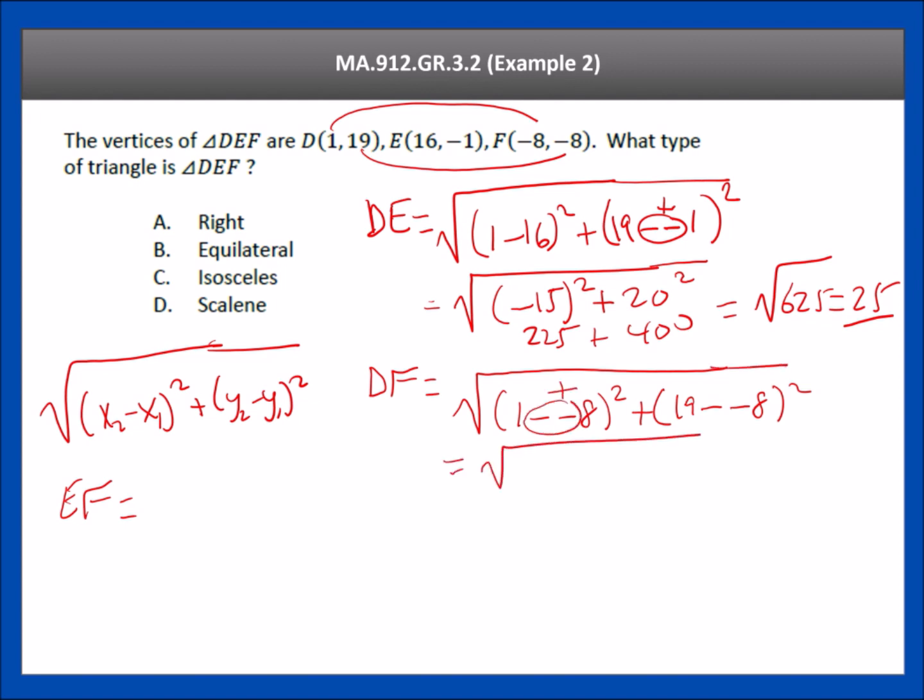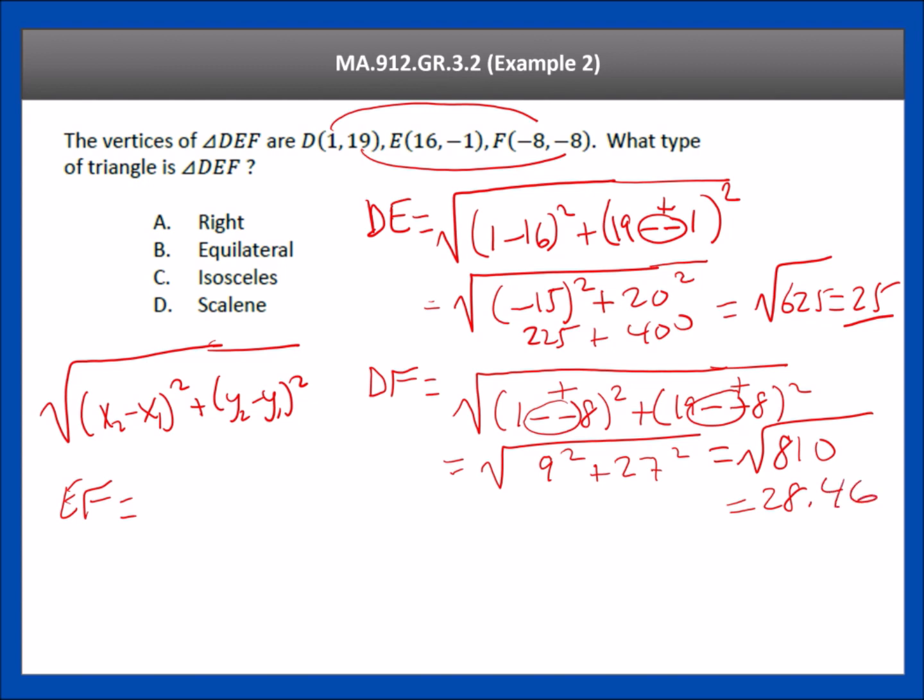This turns into plus, so 1 plus 8 is 9, 9 squared. This turns into plus, so that's 19 plus 8 is 27. All right, so we got ourselves 81 plus 27 squared is 810. Yeah, 810. And then the square root of 810, which is about 28.46. This is on the calculator.